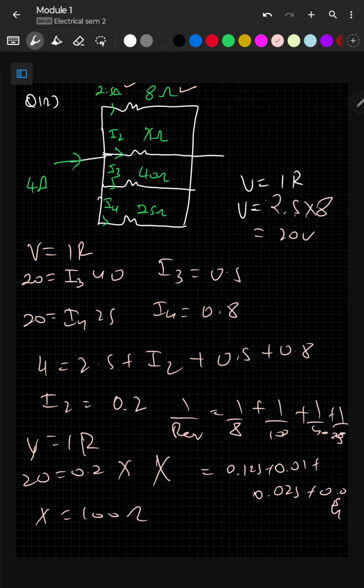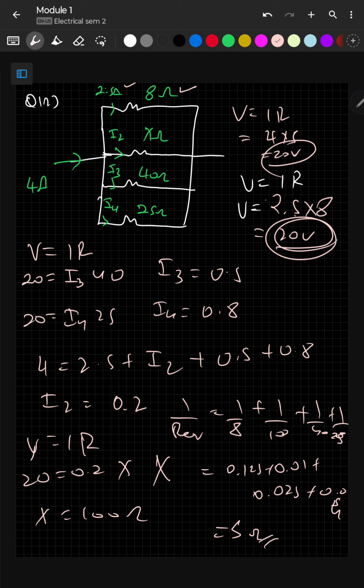Oh my god. The whole question got over so fast, and this last part we have taken so long. My bad, guys. Yes, now we got 5 ohm as the equivalent resistance. Now if you want to cross-check as well, you can do V equals IR. This is 4 into 5, 20. That's what we took initially.